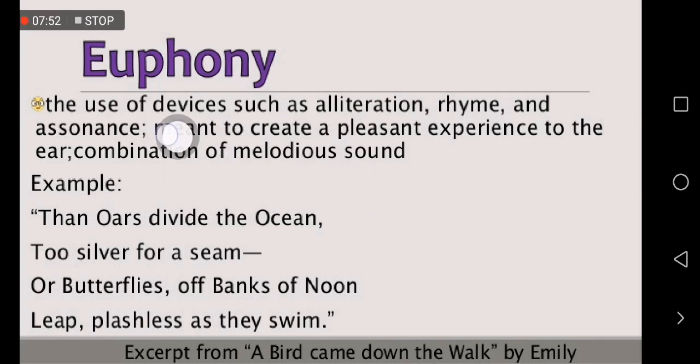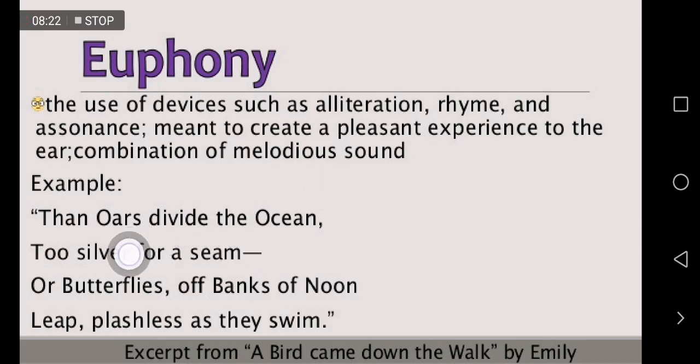Here we are. Euphony is the use of devices such as alliteration, rhyme, and assonance meant to create a pleasant experience to the ear, a combination of melodious sound. तो इनको हम कहते हैं फनी. इसमें आपका अलिट्रेशन भी आ जाएगा, राइम भी आ जाएगा, एसोनेंस भी आ जाएगा. वो आवाज़ें, वो चीज़ें जो पढ़ने में भी सुनने में भी अच्छा लगे तो उनको हम कहते हैं फनी साउंड्स.